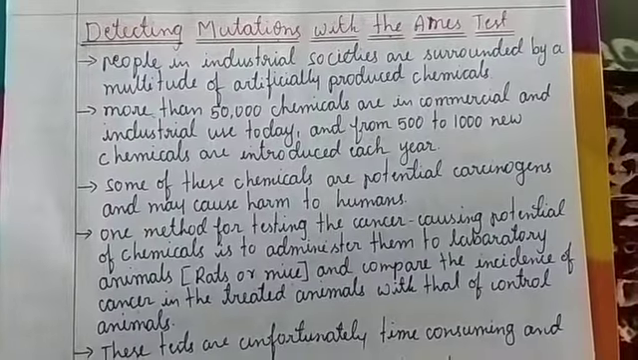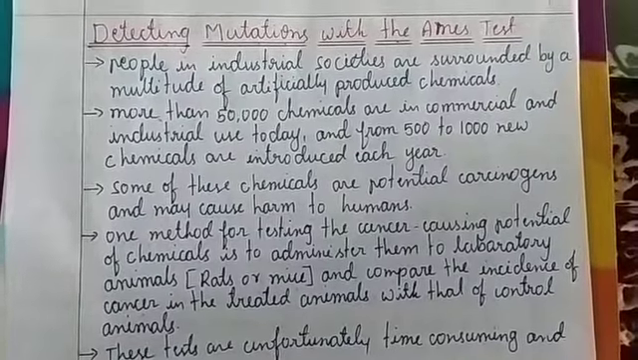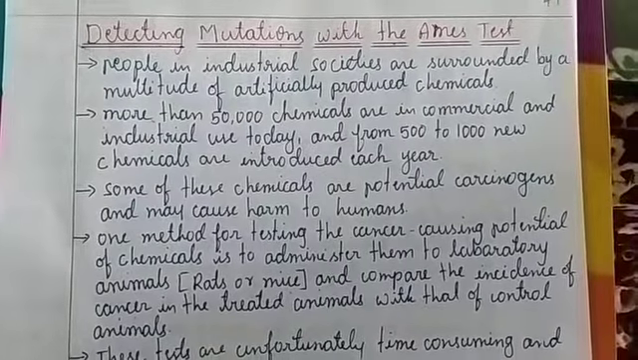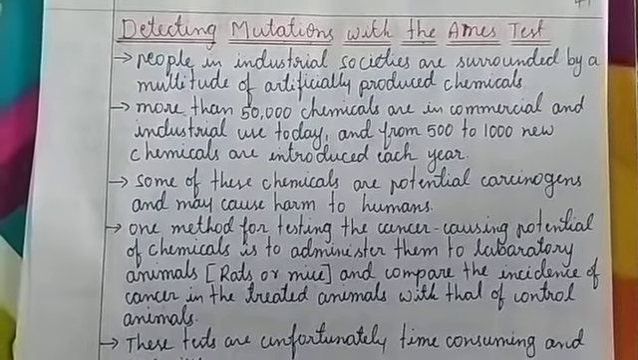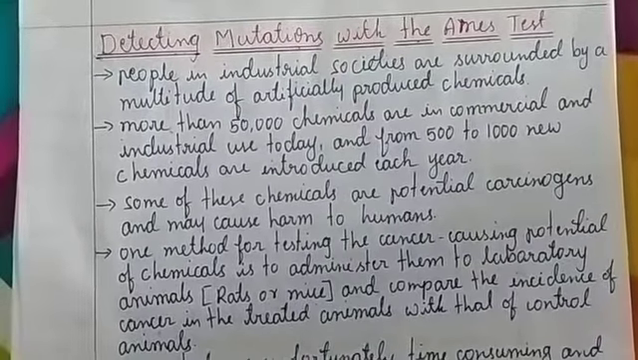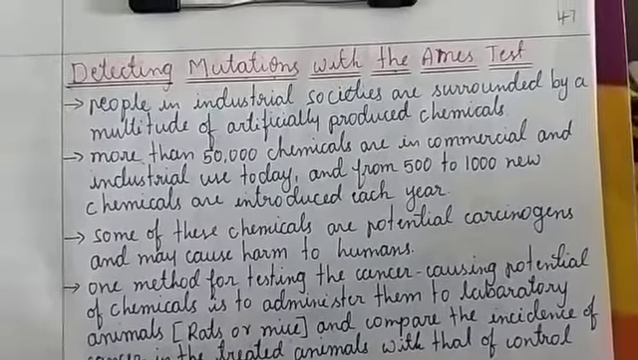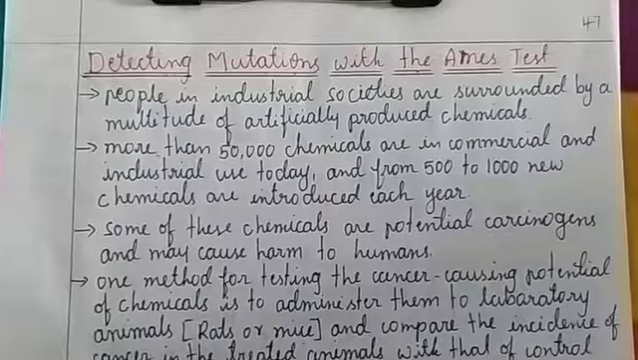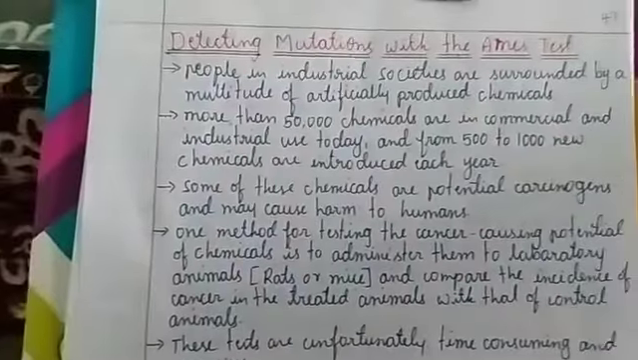Students, so far we have discussed the different methods by which DNA gets damaged. So let us see how we can detect whether a chemical can cause a mutation or not. To detect the carcinogenicity or mutagenicity of a chemical, one test is the Ames test. It detects the mutation-causing capacity of a particular chemical molecule. Let us see how this experiment is performed.